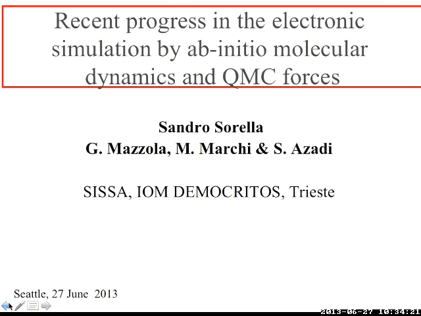Also, this work has a long history. It started 5 years ago, trying to do molecular dynamics with quantum Monte Carlo, and something is going on only very recently. I will try to show also very recent results that begin to make sense somehow.